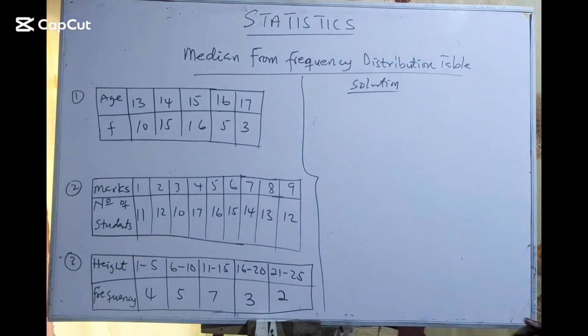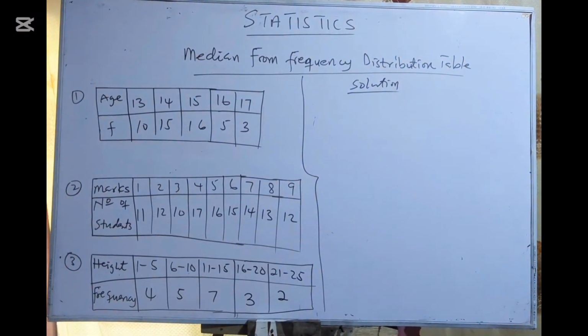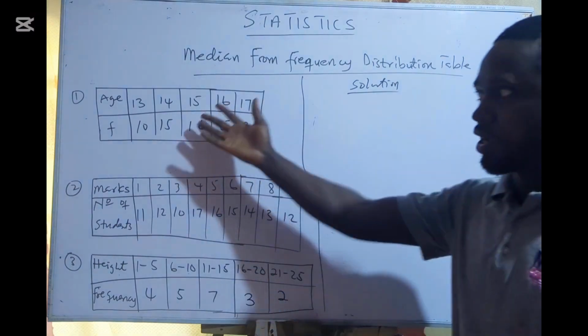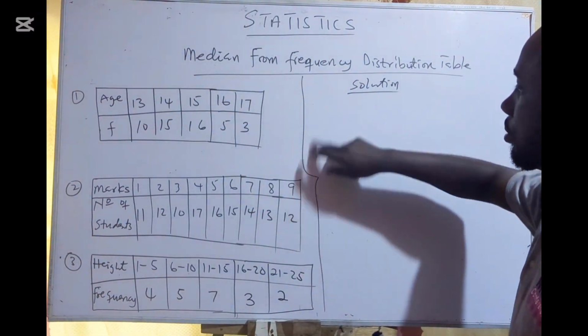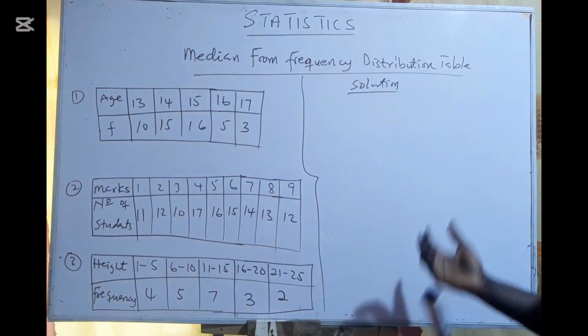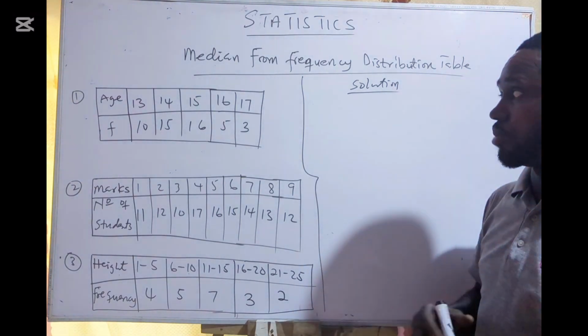Hello. Let's look at how we can find the median from a frequency distribution table. Before we even come to the questions, if you are given a frequency distribution table and you are finding the median, I think going by the formula will really help, as we did for finding the median from a set of numbers.